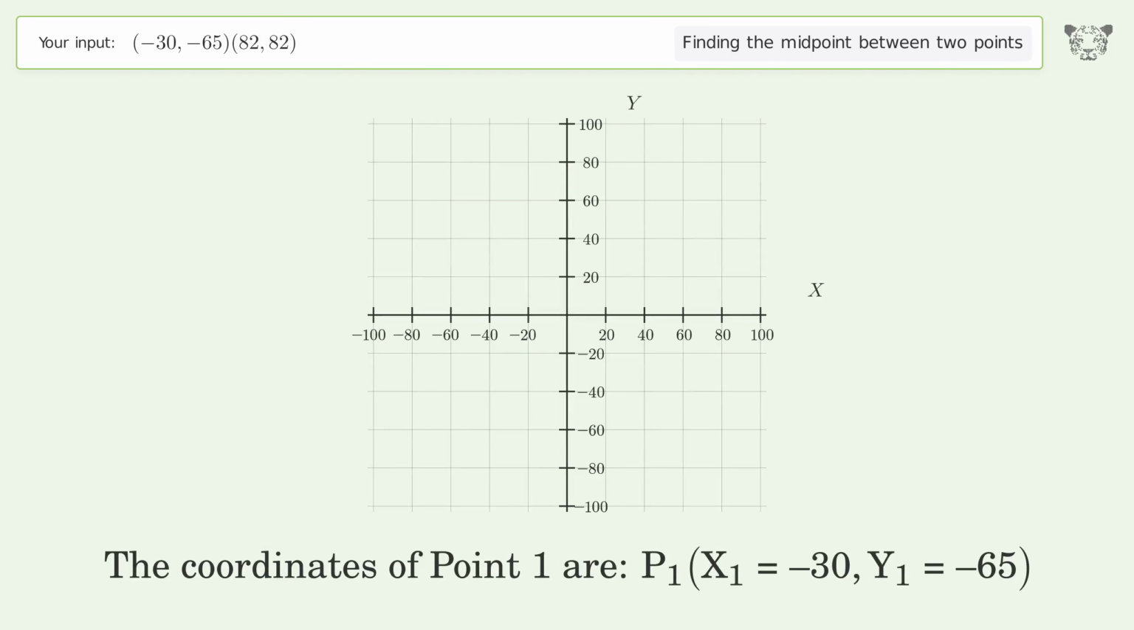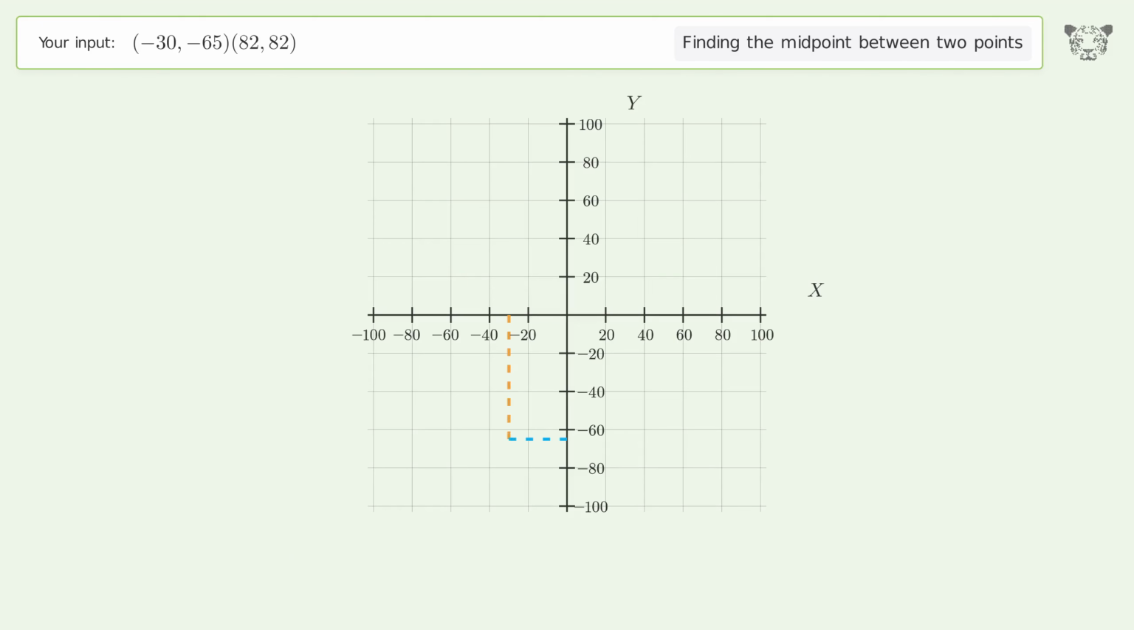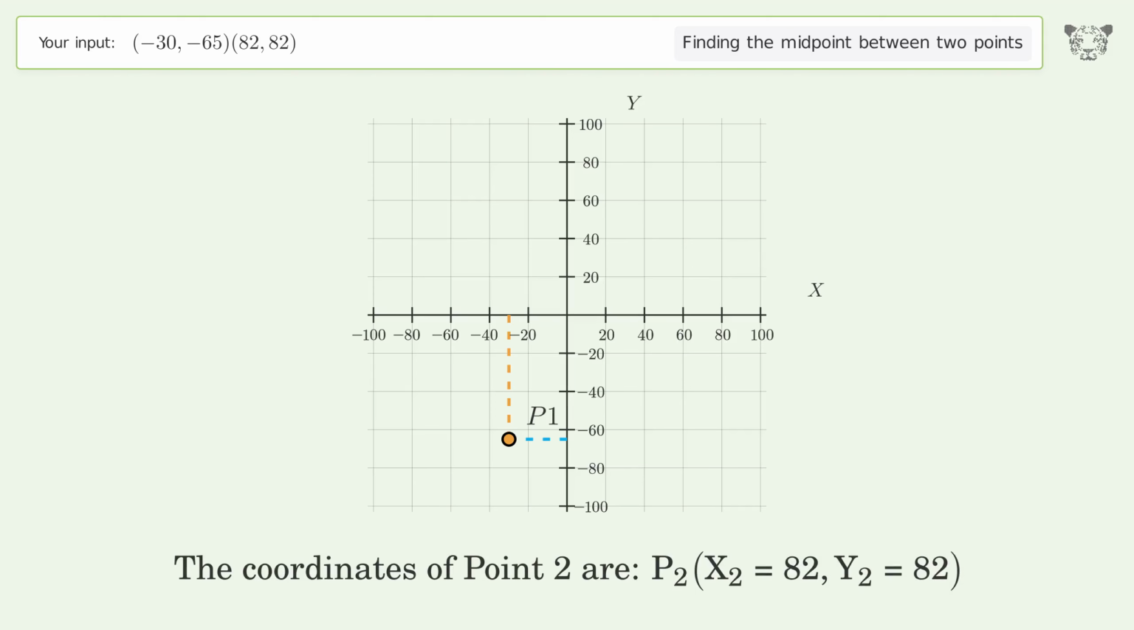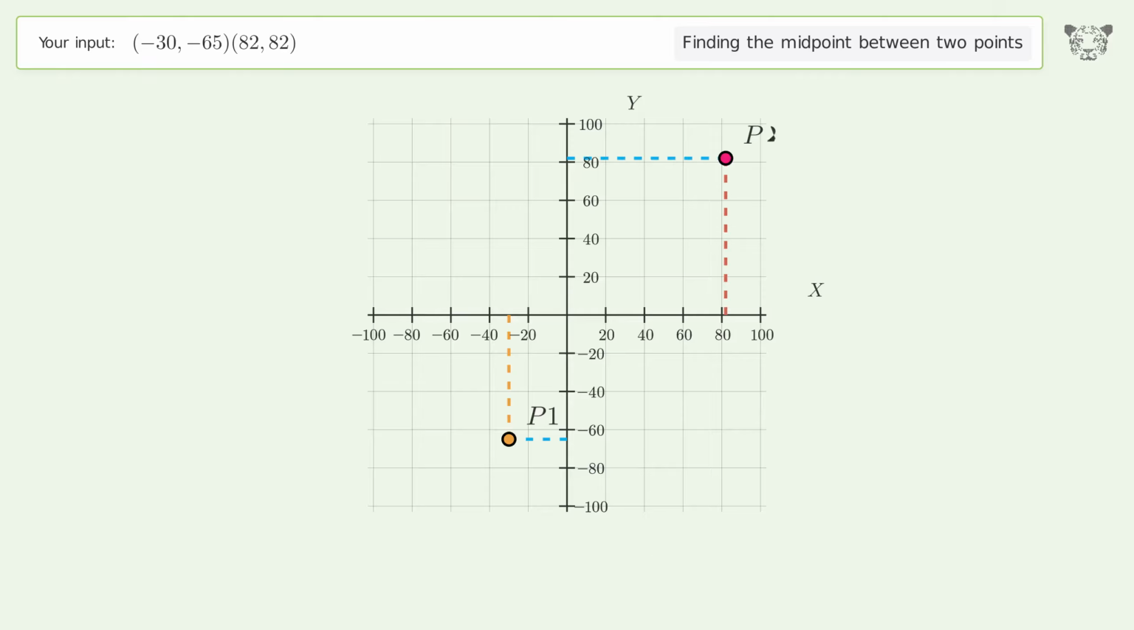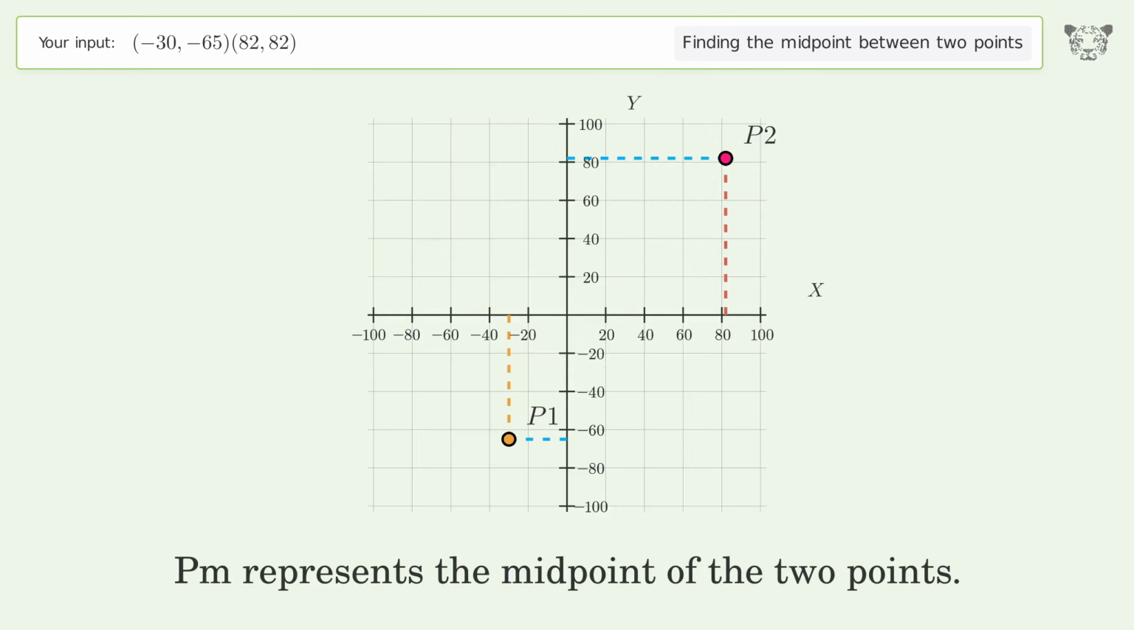The coordinates of point 1 are x1 equals -30, y1 equals -65. The coordinates of point 2 are x2 equals 82, y2 equals 82. PM represents the midpoint of the 2 points.